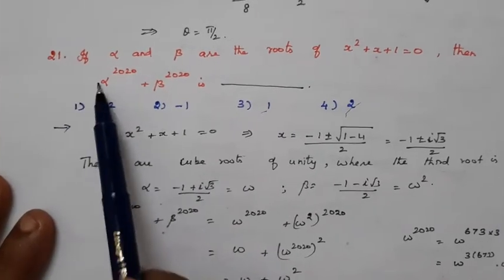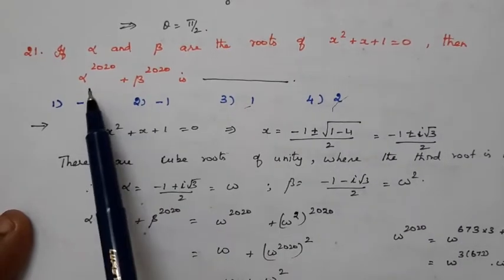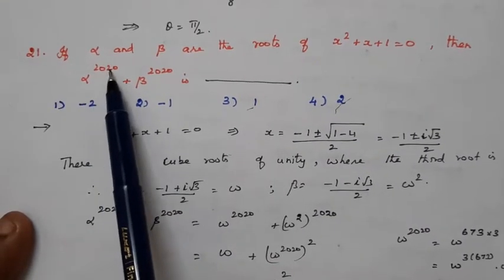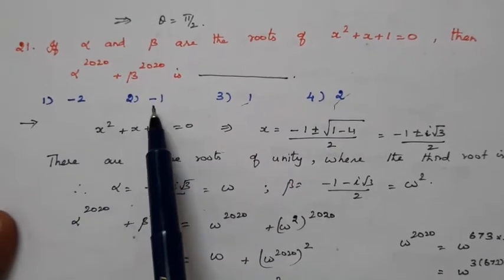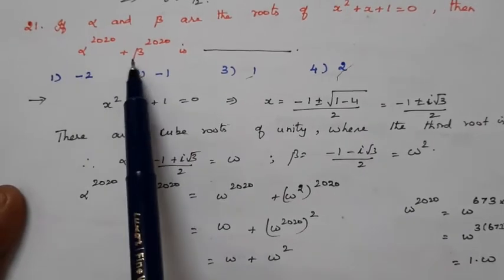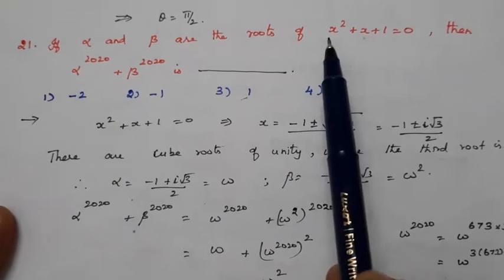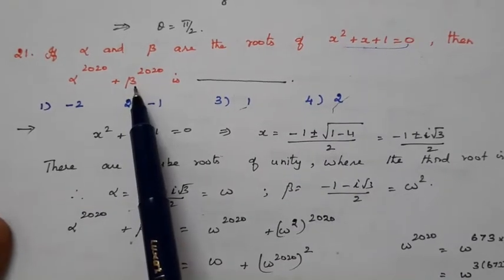Question number 21. If alpha and beta are the roots of the equation x squared plus x plus 1 is equal to 0, then alpha power 2020 plus beta power 2020 is dash. Options are minus 2, minus 1, 1 and 2. So first of all, you have to find the value of alpha and beta, which are the roots of the given equation. So let us solve this equation to get the value of alpha and beta.